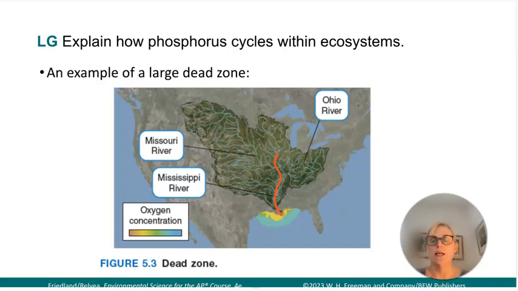So it's going to take with it fertilizer runoff with nitrogen and phosphorus. Both of those can cause eutrophication. And that's the Gulf of Mexico. So down here is the Gulf of Mexico, and we have large dead zones every year because of fertilizer runoff.